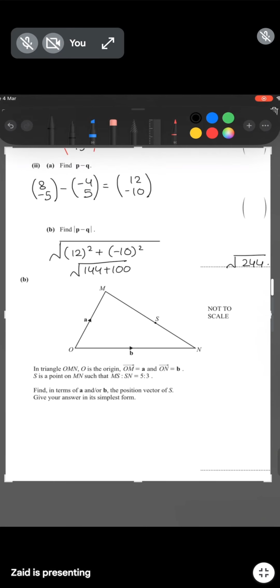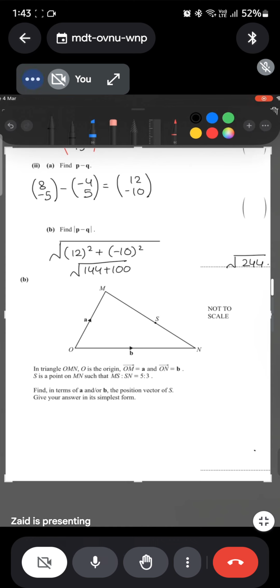So in a triangle OMN, O is the origin, OM is A, ON is B, S is the point on MN such that MS is to SN is 5 is to 3. So my dear student, the first thing you're going to do is to label it. MS is to SN, 5 is to 3. So this bigger part is 5 upon 8 of whatever the value of MN is. Okay, 5 upon 8 of MN. And the other one is 3 upon 8 of MN.